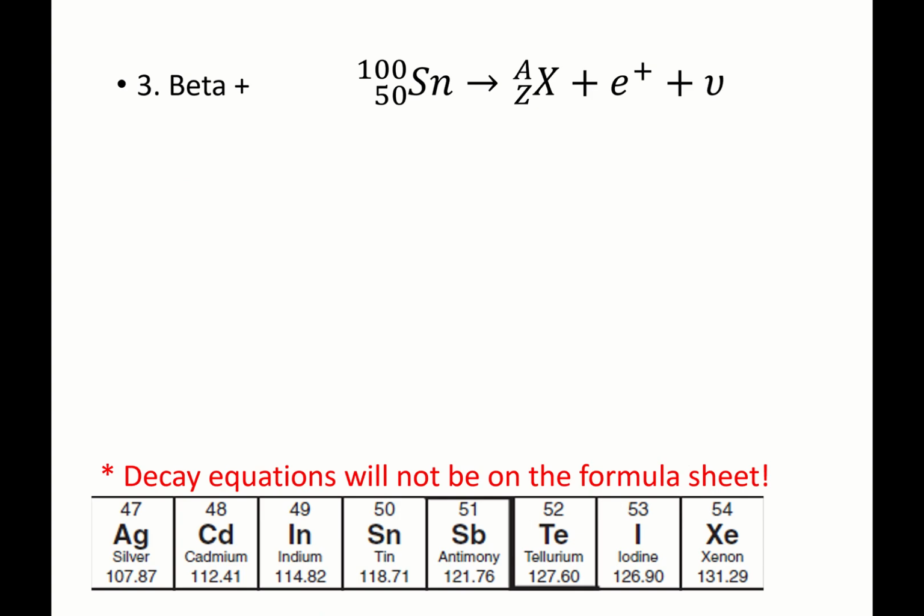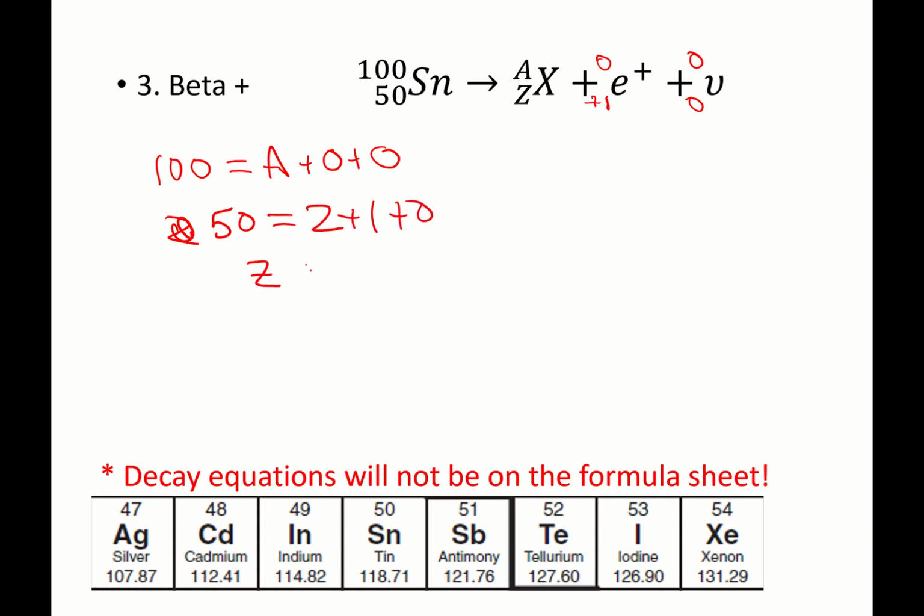All right, let's do a beta plus decay. We're going to start with tin-100, and we're going to emit a positron and a neutrino. So let's again do our subscripts and superscripts on those other particles. So a positron has a charge of +1 and 0 nucleons. Neutrino has 0 charge and 0 nucleons. So if I balance these, we get 100 is equal to A plus 0 plus 0. Or again, just remember, for beta decay, A stays the same. We have 50 is equal to Z plus 1 plus 0. So Z is equal to 49.